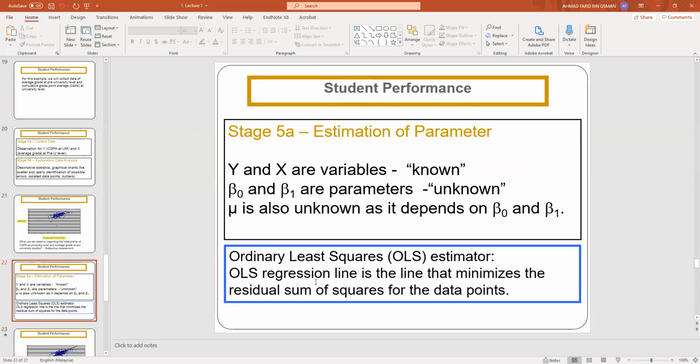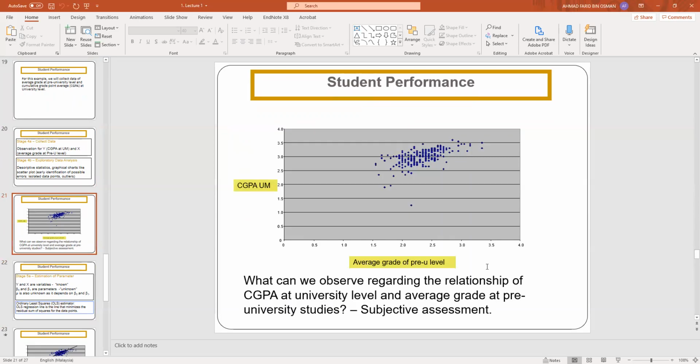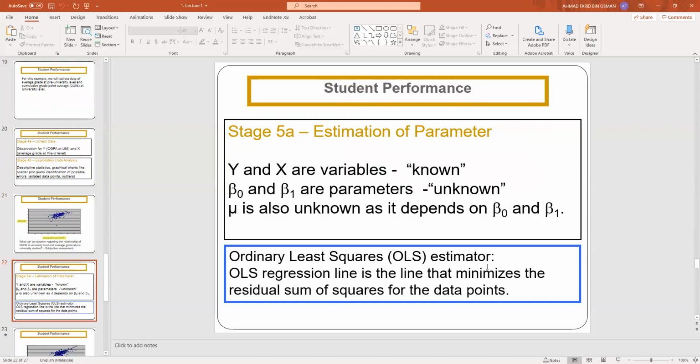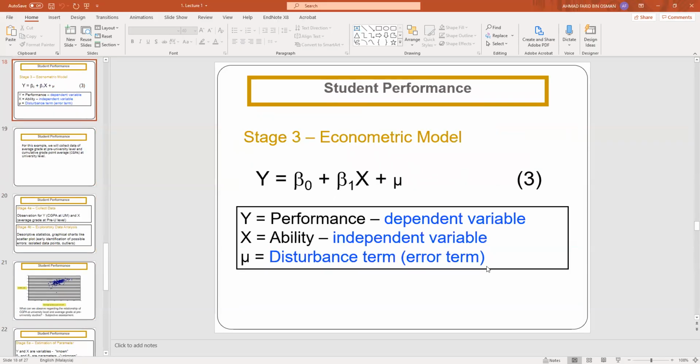Okay, so the method that we're going to use to estimate is a method known as ordinary least squares, or the OLS estimator. The OLS regression line is the line that minimizes the residual sum of squares for the data points. So we would like to estimate the intercept, because in this case, let's say we decided that a linear equation is the best representation of a relationship between y and x.